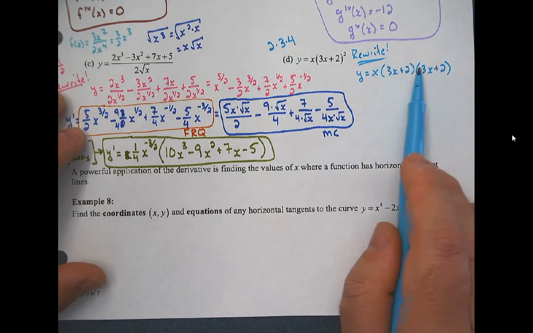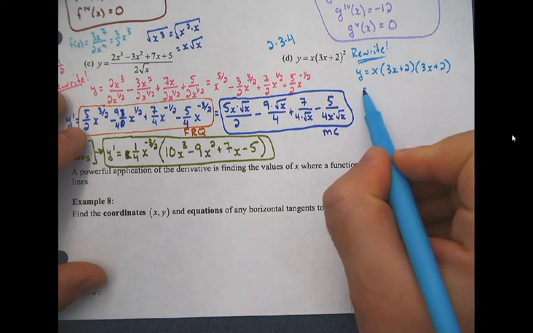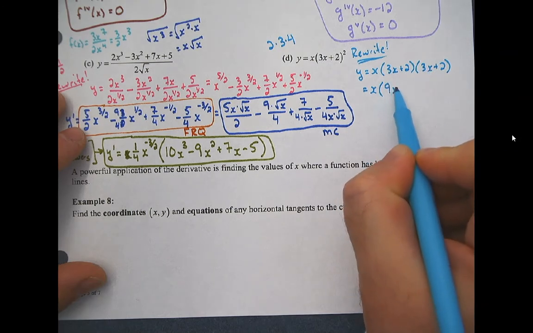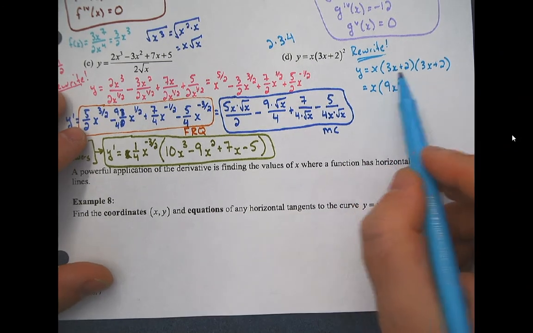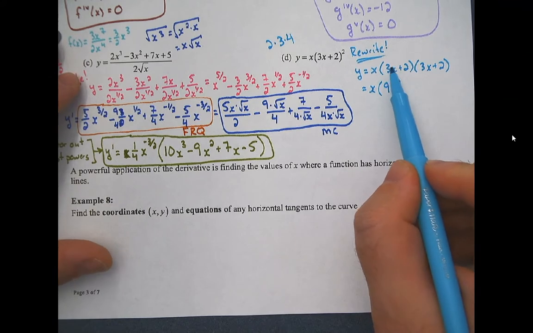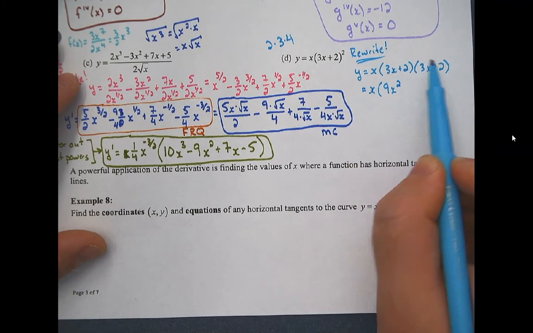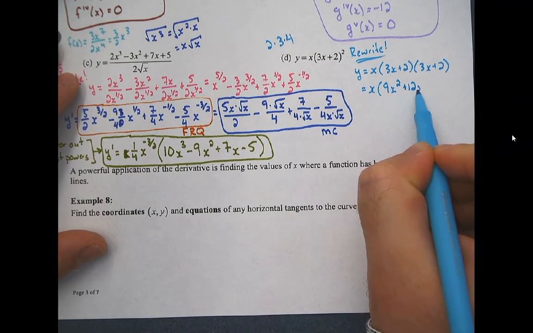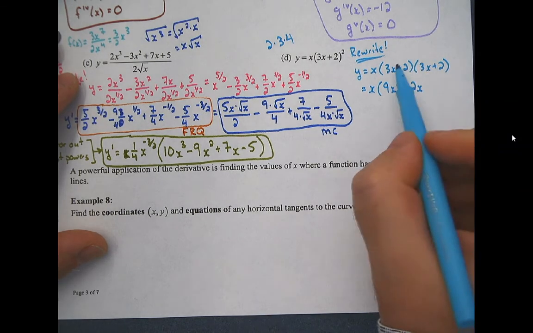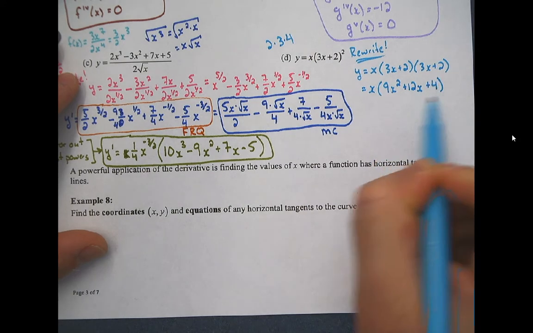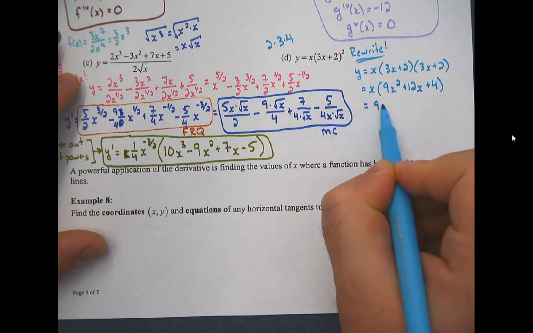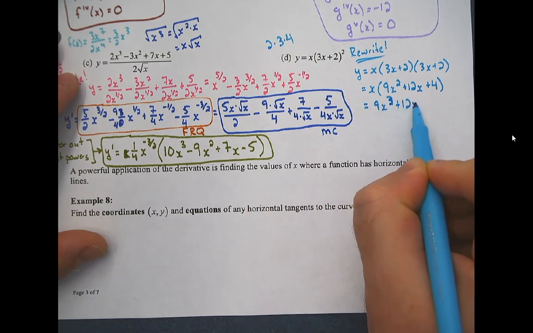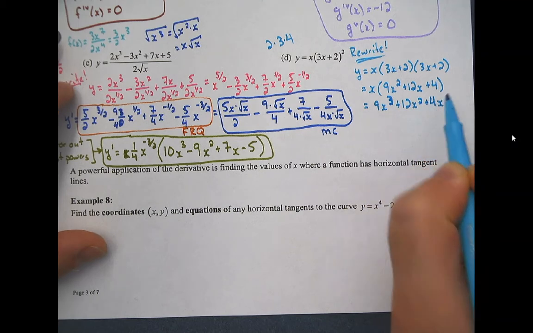So I'm going to distribute the messiest pieces first. I'm going to do this in my head. What's 3x times 3x? 9x squared. And then the next two is where I'm going to earn my money. 3x times 2 is 6x. 2 times 3x is another 6x, which gives me a total of 12x's. And then 2 times 2 is 4. My next distribution is pretty straightforward: 9x cubed, plus 12x squared, plus 4x.